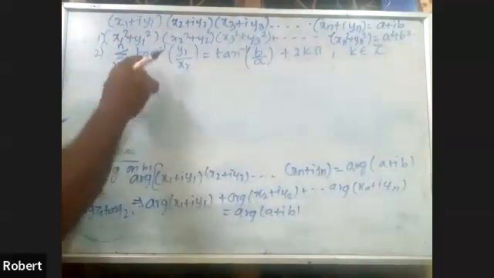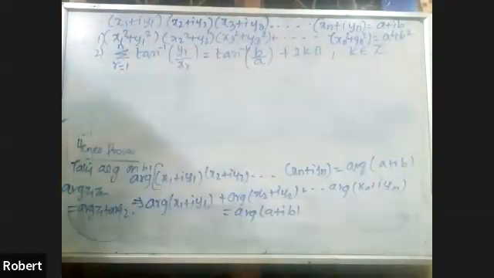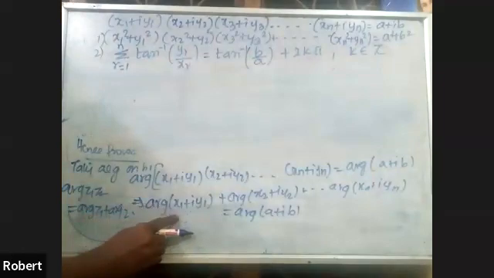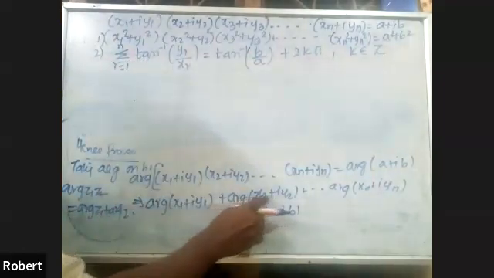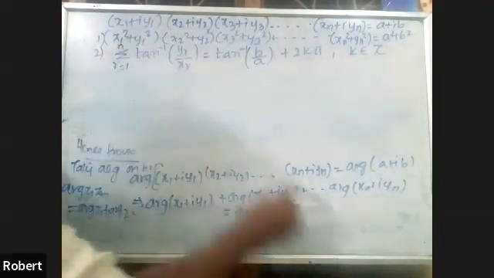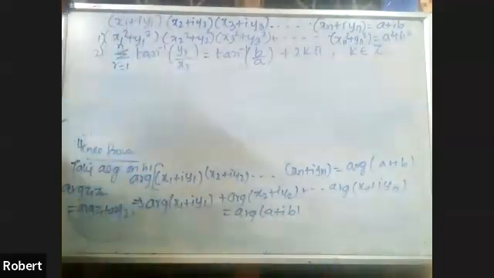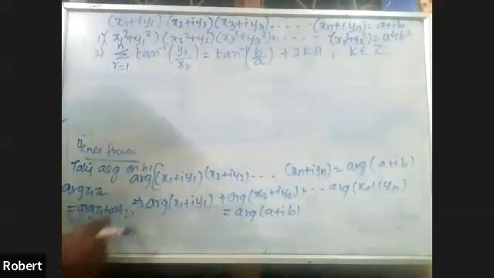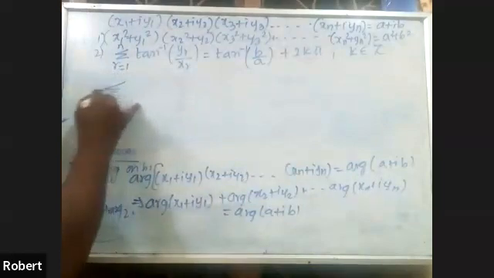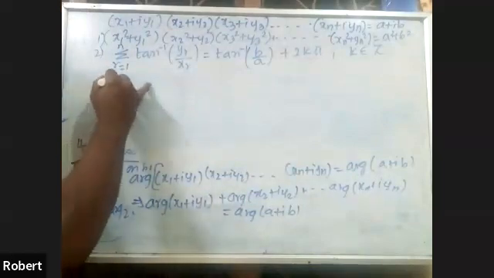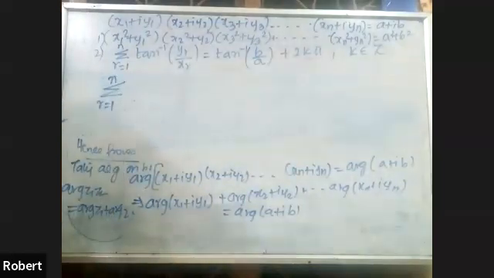x1 plus iy1, tan inverse of yr by xr, because r ranges from 1 to n. When r equals 2, x2 plus iy2. When r equals n, we get xn plus iyn. We can write the summation, and the total value, as summation r equals 1 to n. We can write this as argument.